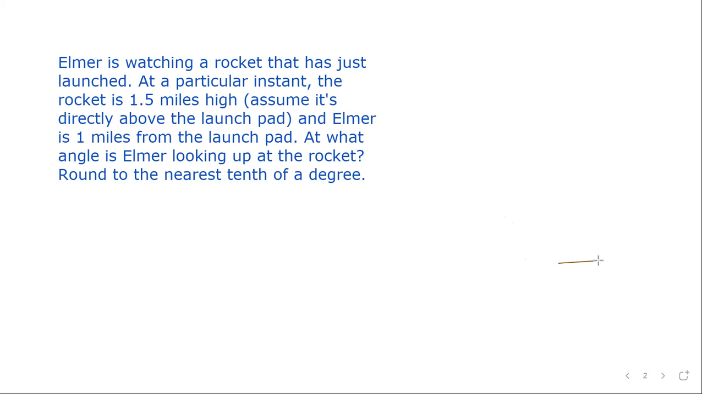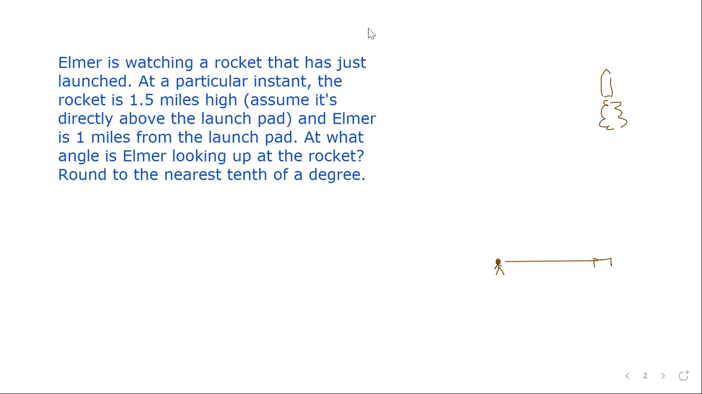So Elmer is a mile away from the launch pad. So I'll just, whatever, there's the launch pad. Here's Elmer. But I should do better, because we want his eyes to be at that height if we're really thinking about it that way. So there's Elmer, there's the launch pad. I don't know how to draw a rocket. Oh, that's pretty good, actually. Okay, there's a rocket. You don't need to include the rocket in your drawing.